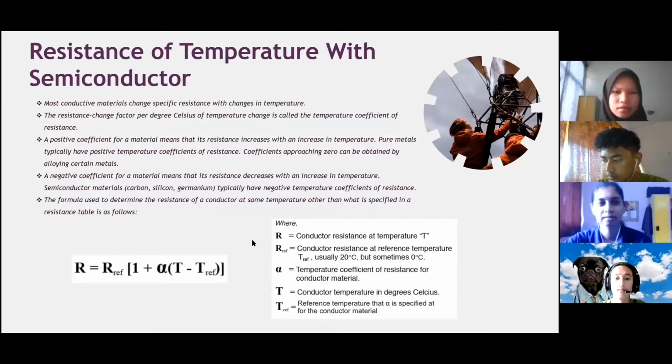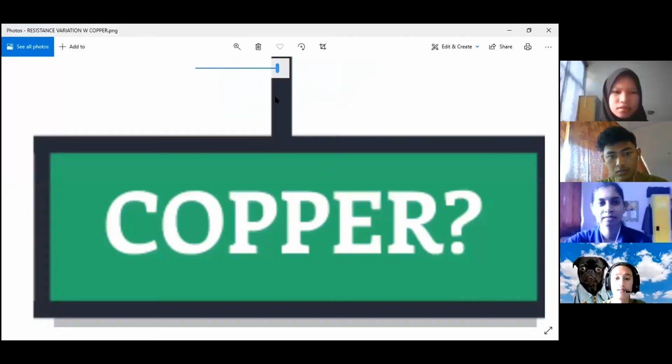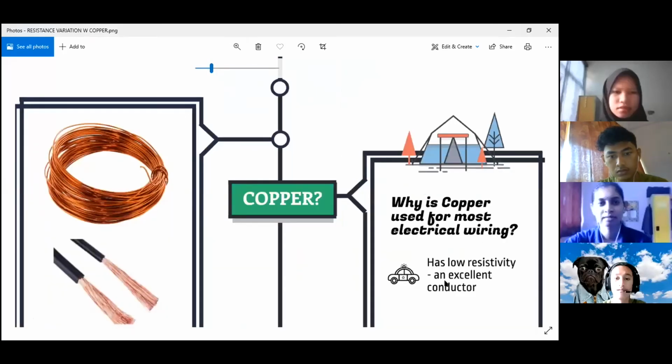Okay, now let's move on to resistance and temperature with copper. I'll share my screen first. Wait, okay. Can you guys see this?